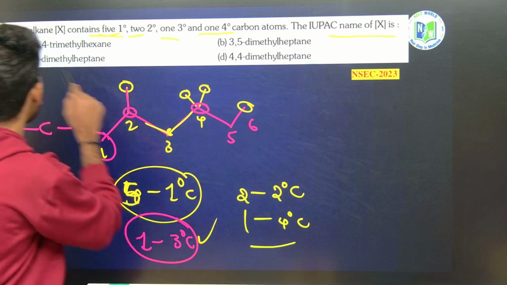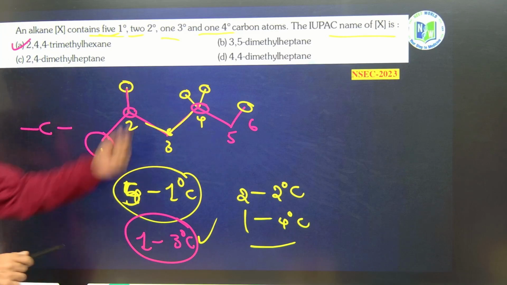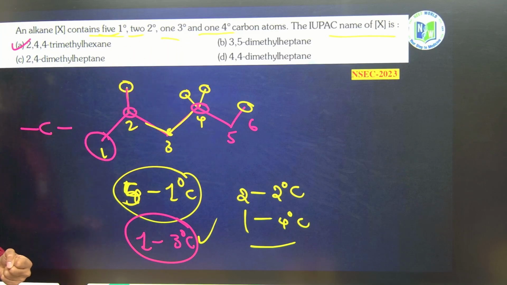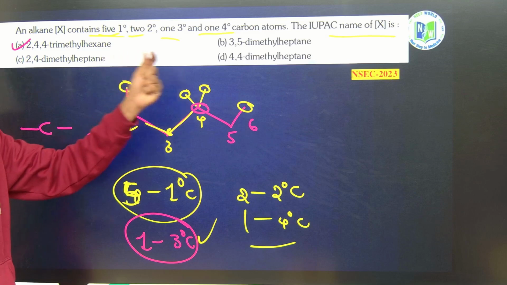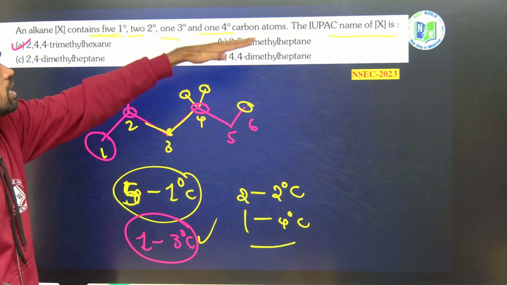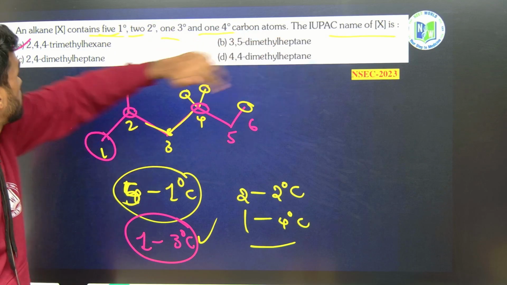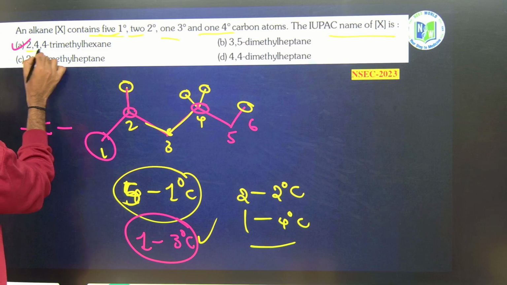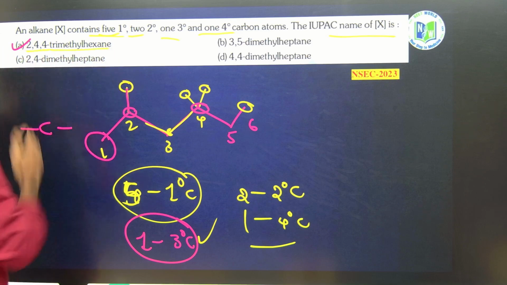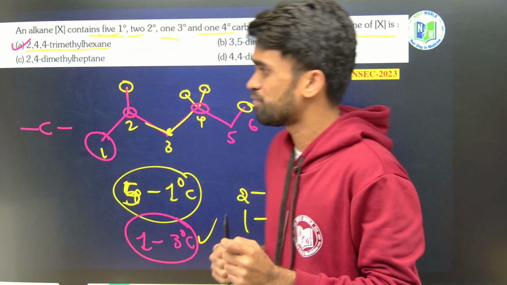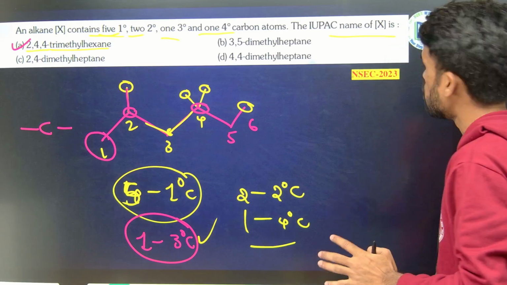So option 1 is the perfect answer for this question, and if you want you can check the other options also. But as per the given question, the IUPAC name of that X will definitely be 2,4,4 trimethyl hexane. Option A is the perfect answer for this. Okay, yes. Let us move forward with a few more questions.